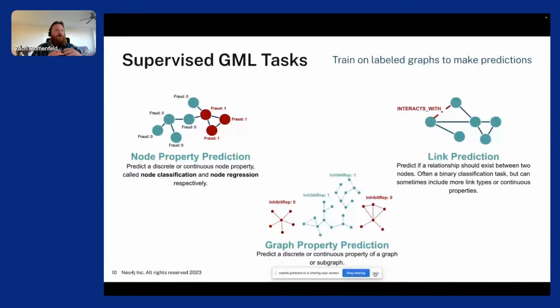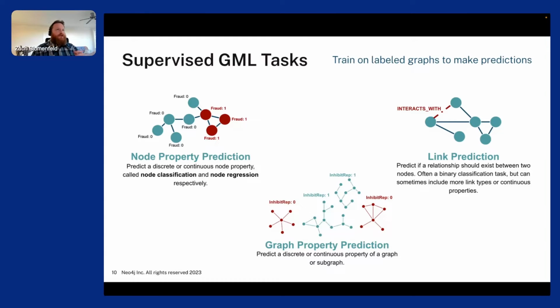That would be node property prediction, where a classic example would be things like tagging documents that are related to each other inside of a graph database, or trying to predict fraud accounts. For example, you might have a banking use case where there are accounts making transactions with each other, and you can use node property prediction to cast predictions that you're interested in about those entities.